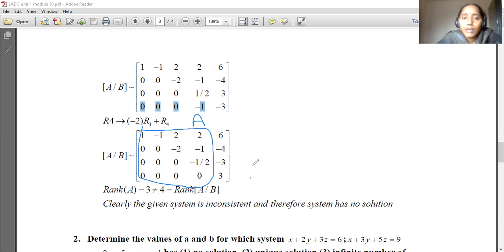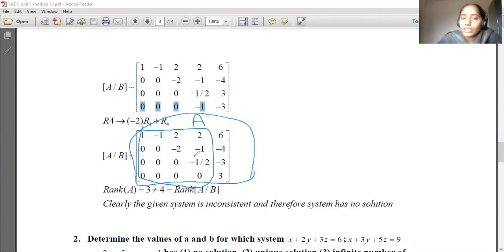What is the augmented matrix? This complete matrix is our augmented matrix. In this augmented matrix, the number of non-zero rows is 4. Here also a non-zero element is there. That means 1, 2, 3, 4. The number of non-zero rows is the rank of the augmented matrix AB. So the rank of the augmented matrix is 4.